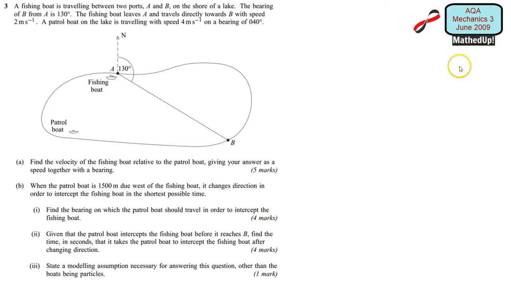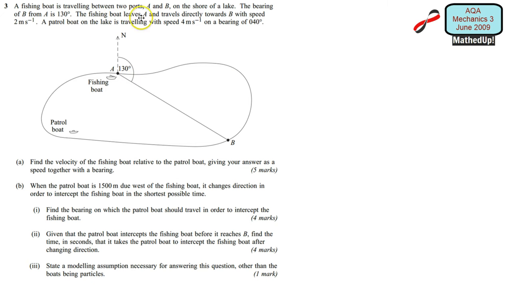Hi, this is question number 3 from the AQA Mechanics 3 June 2009 paper. In this question we're told that a fishing boat is travelling between two ports A and B on the shore of a lake. So there's A and there's B. The bearing of B from A is 130 degrees.